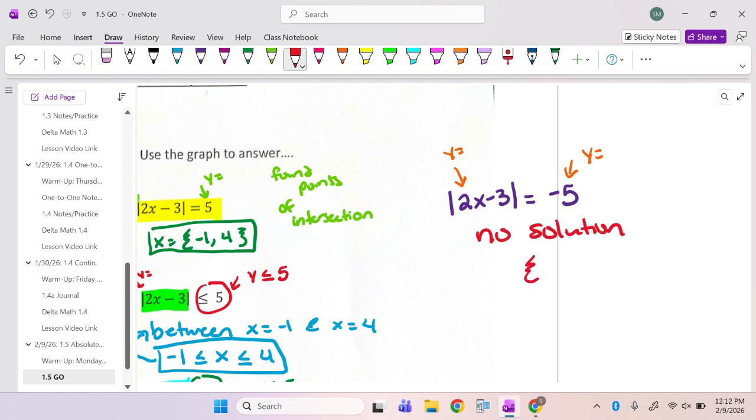You may also see it as what we call the empty set, which is just a circle with a line through it. So we call this empty set, which is just fancy math language for no solution. So you could either draw that circle with a line through it, or you could just write out the word no solution.